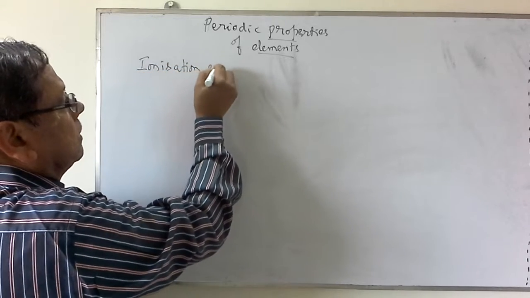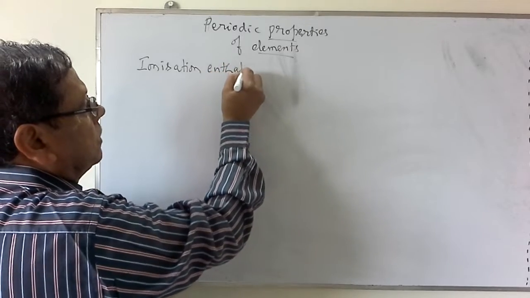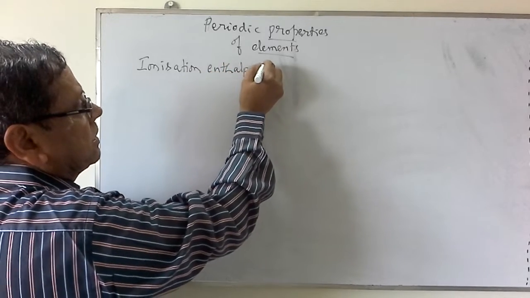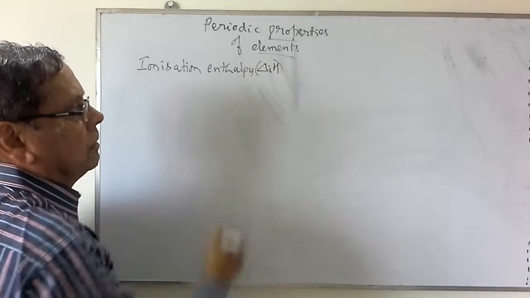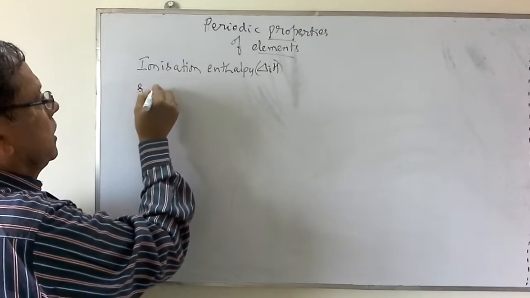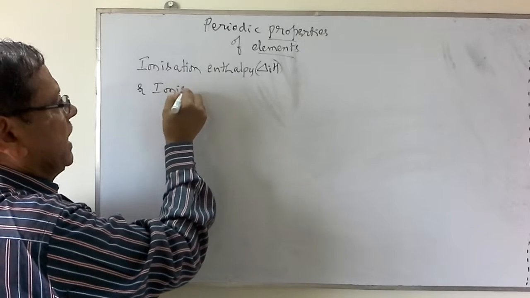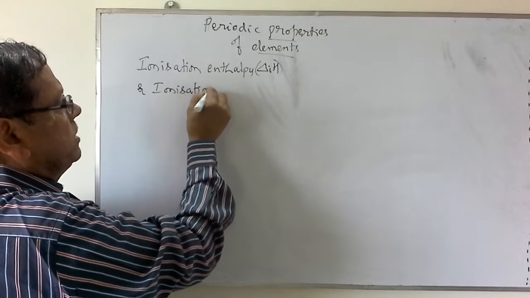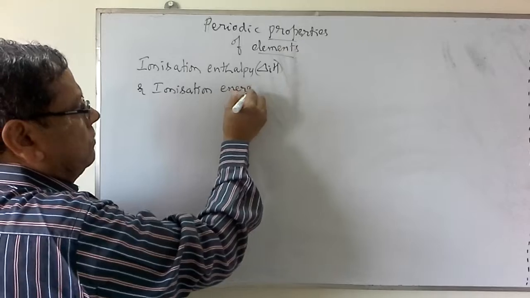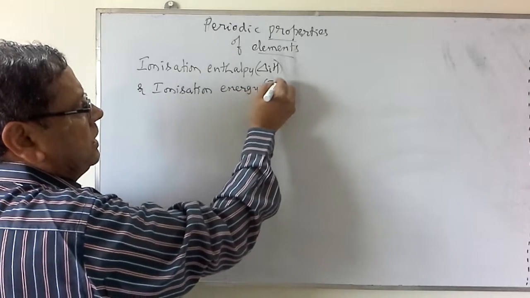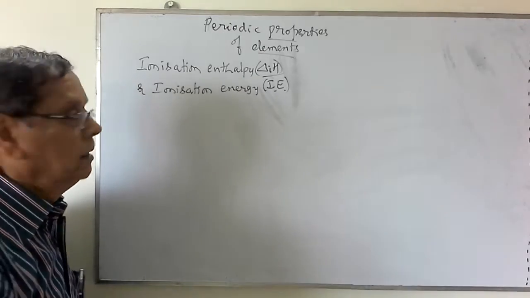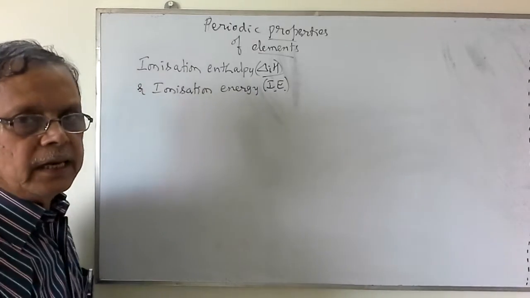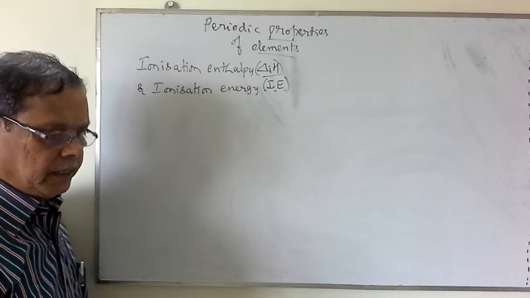Ionization enthalpy. This is indicated as delta IH, or it can also be considered as ionization energy. It is indicated as IE. The modern concept is enthalpy. The ionization energy is the earlier concept, but both are being considered.